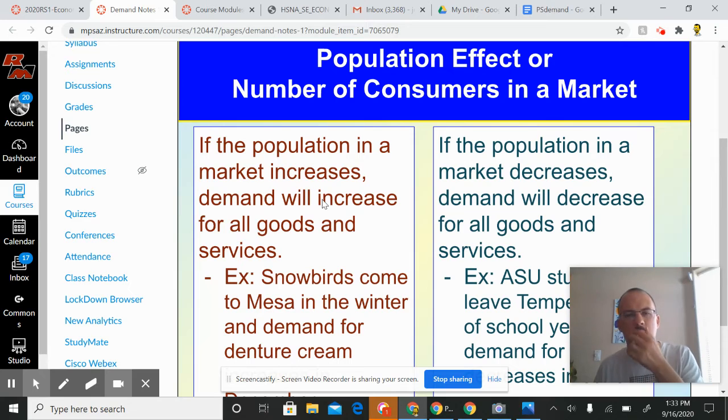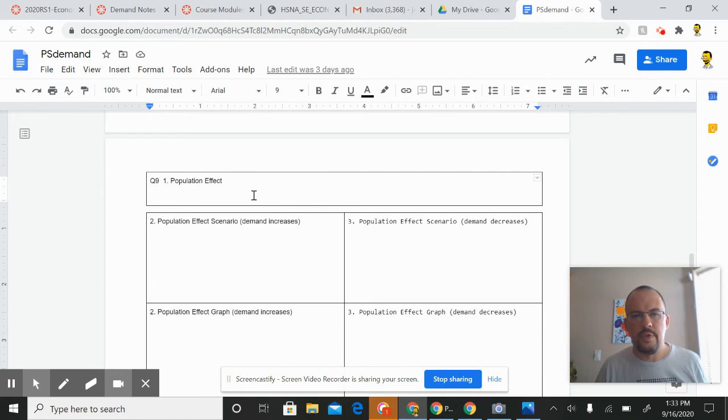So here's population effect. And so it just says, if the population in a market increases, demand will increase for all goods and services. And then you can just say, and vice versa. So what you would want to do is just sort of type that or copy that into this first box. So if, I'm not going to do it because of time, but if the population of a community increases, I guess I'm going to do it, demand for goods in that community will increase. More people equals more demand. Less people equals less demand, and vice versa.